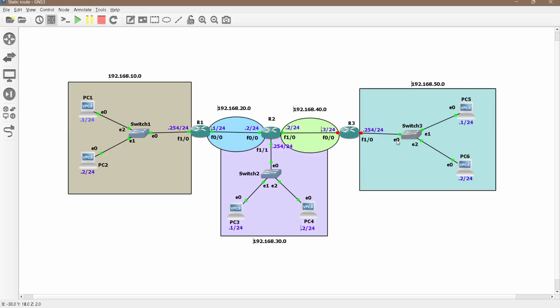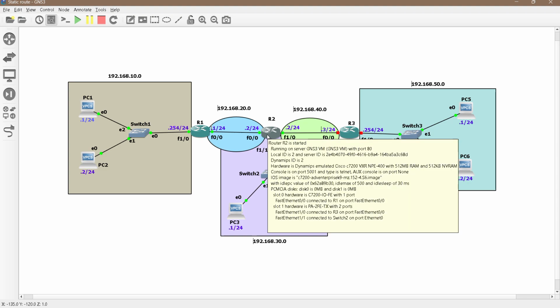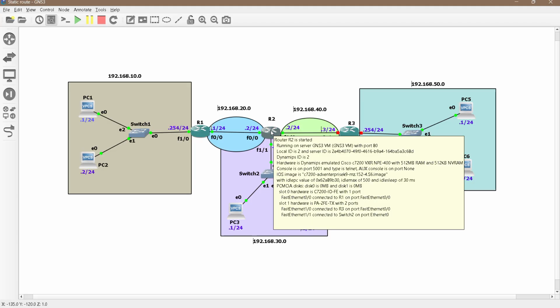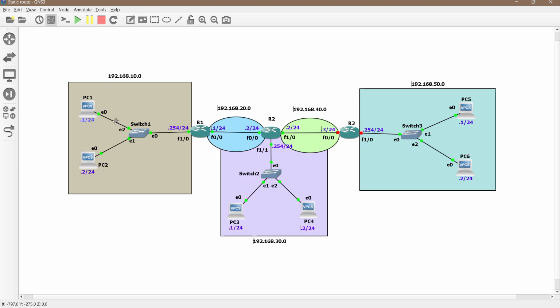Yes. So for R2, the static routing we'll do is we'll use ip route 192.168.10.0 if somebody wants to communicate to 10.0. Then after that we will use the subnet mask 255.255.255.0, and the next hop for that is 192.168.20.1, right? So here for this R2, the static route for this particular network will use 192.168.20.1.